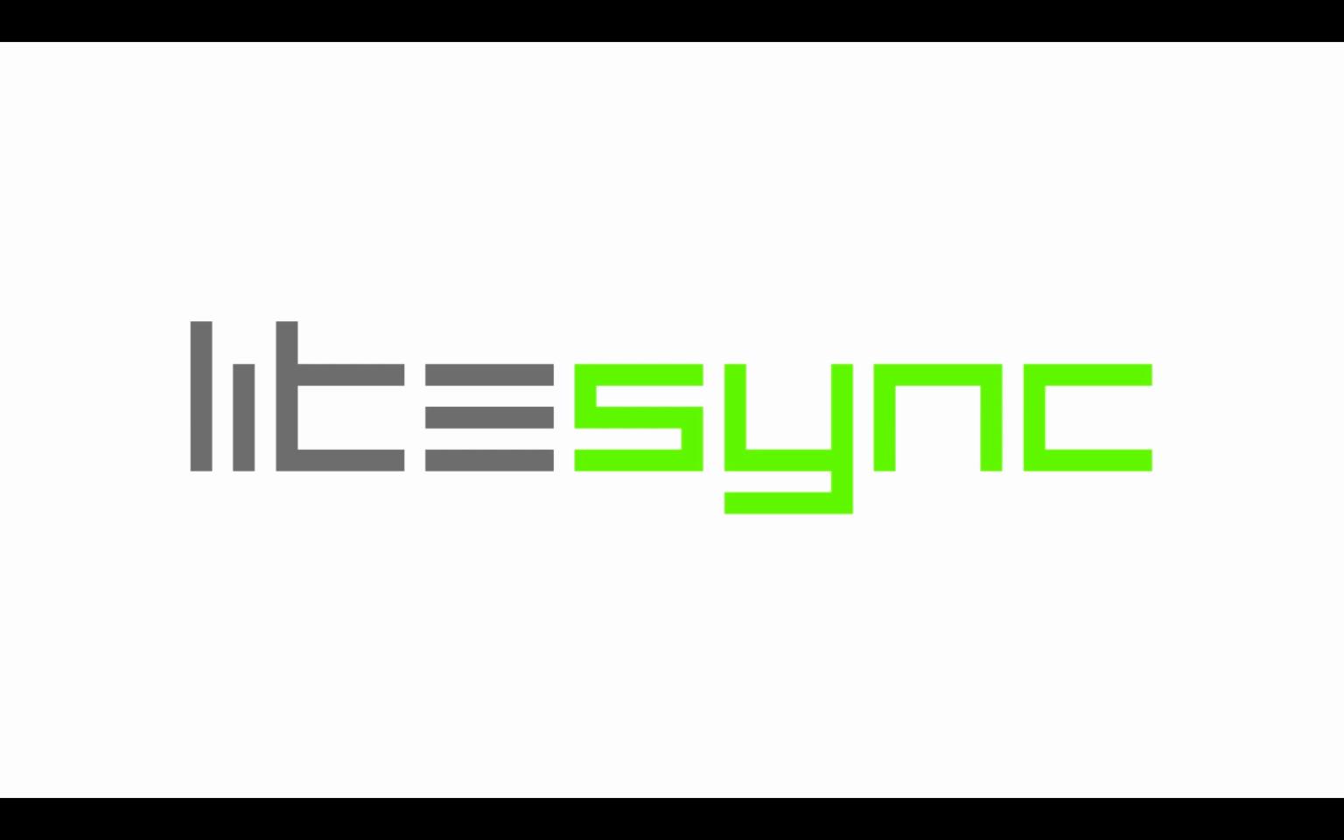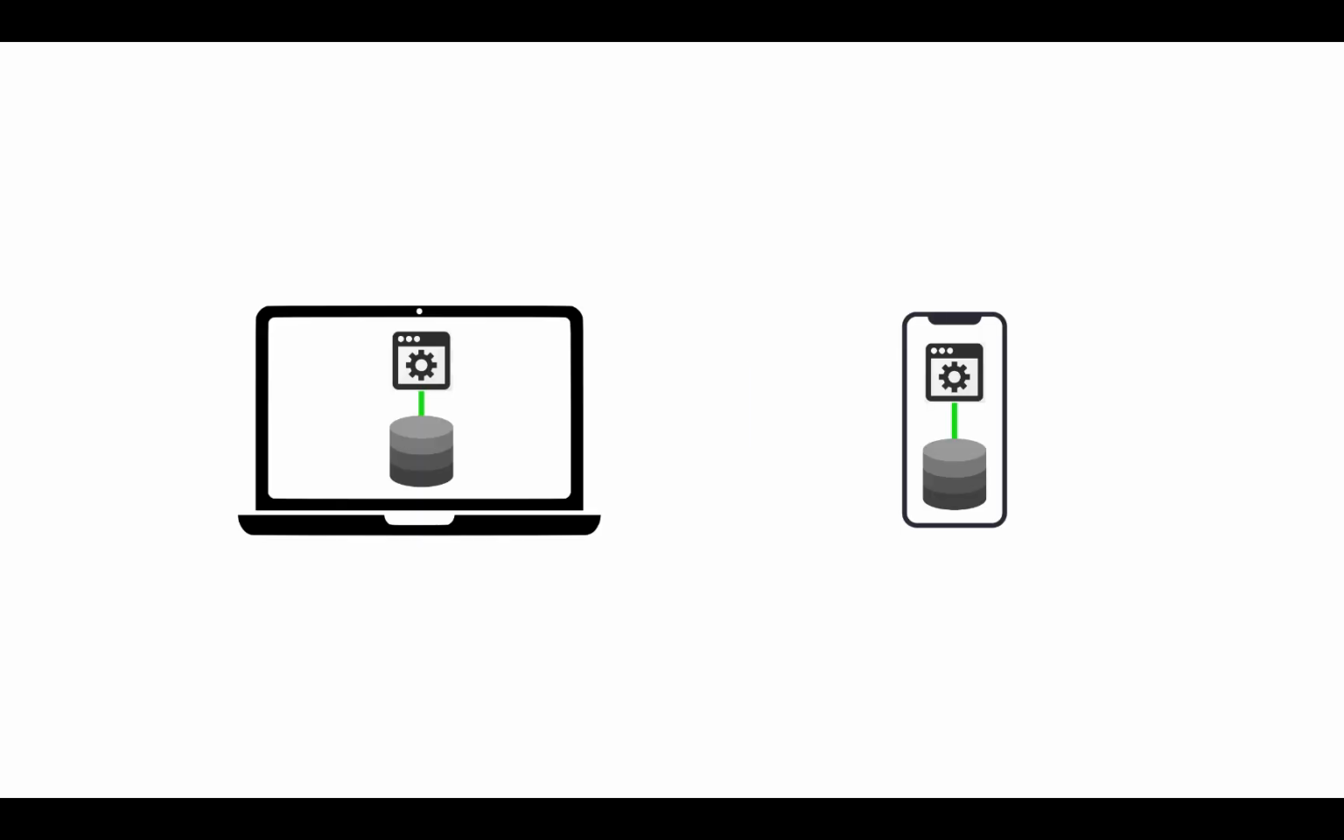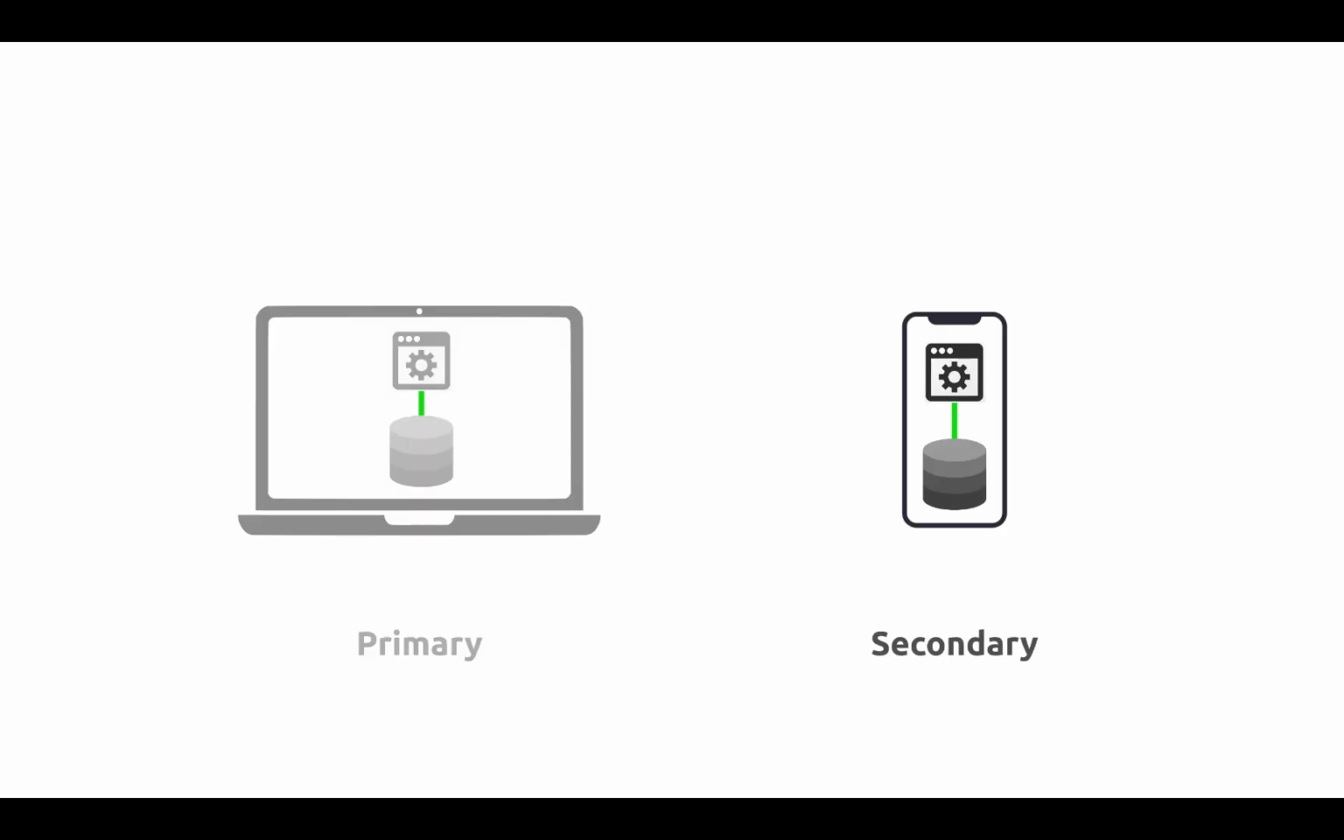Here is what you need to know before using LiteSync. There are two types of nodes, primary and secondary. The primary nodes store the synchronization logs together with other tables, so their database is bigger. The secondary nodes are light, and thus better suited for mobile and IoT devices.